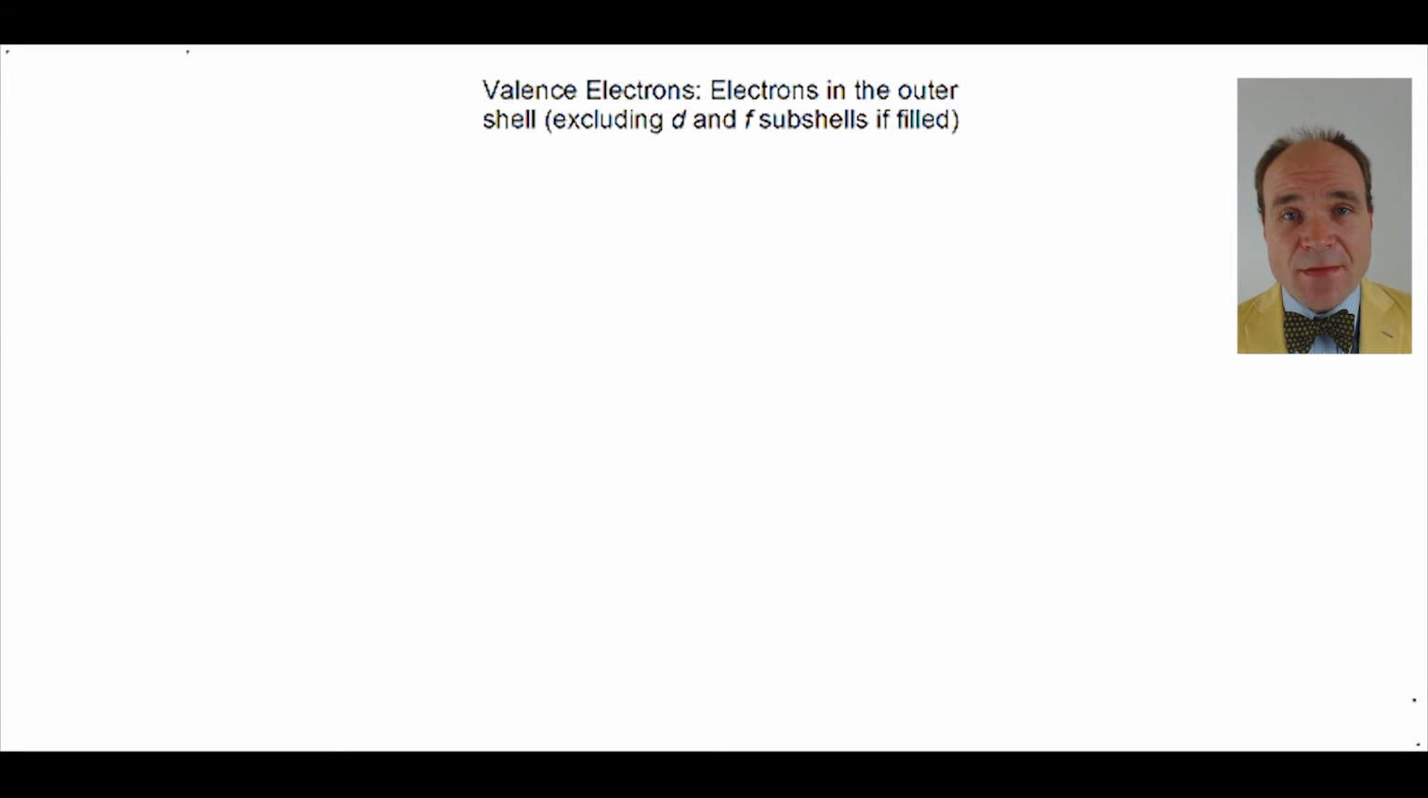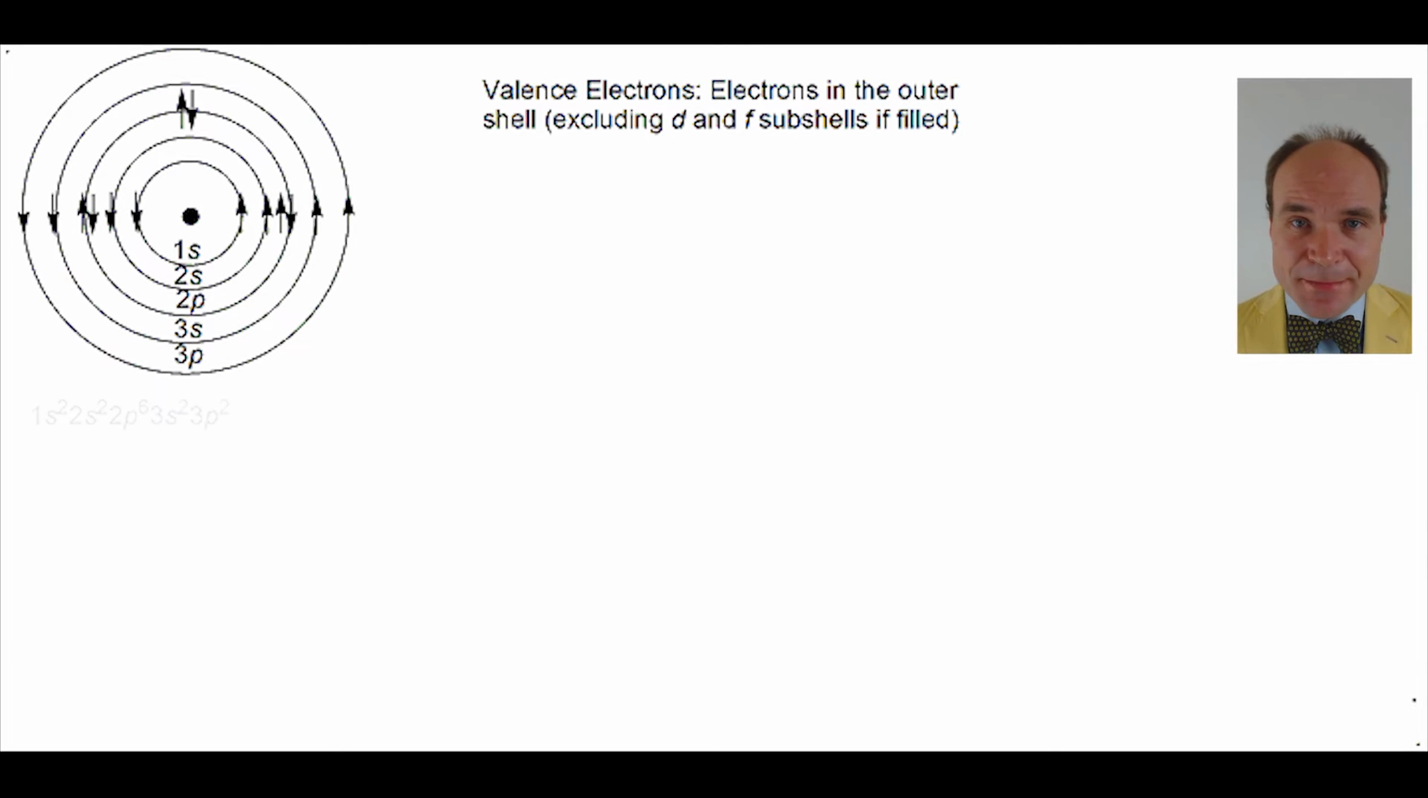Valence electrons are the electrons that we find in the outer shell. It's important to know that we don't count electrons in d orbitals or f orbitals where all the d or f orbitals are filled. So let's look at this example here.